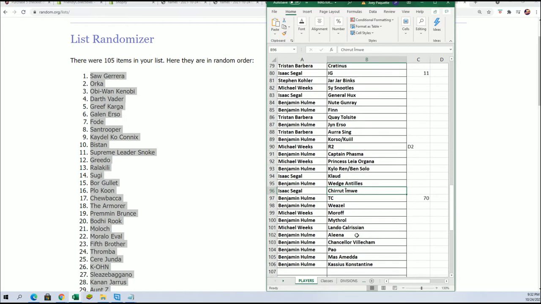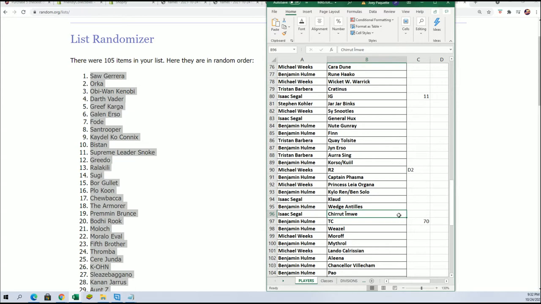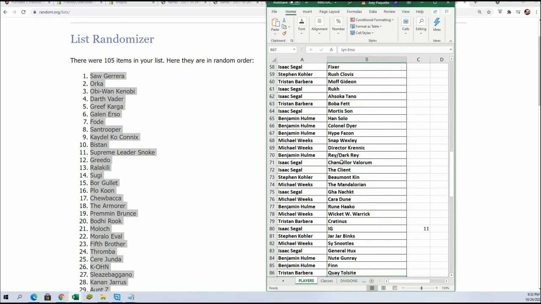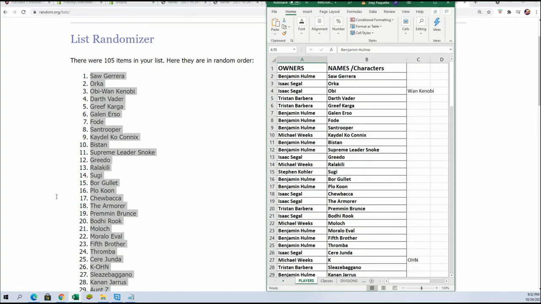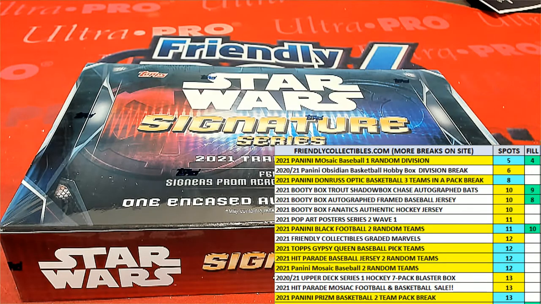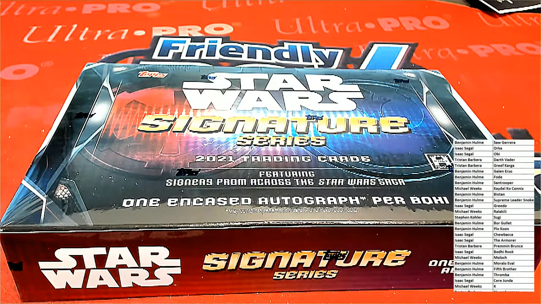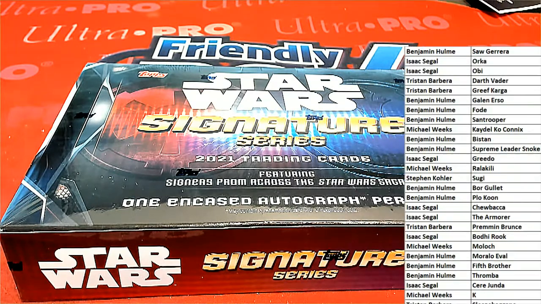Let's just get to the rip. But you can see over here, there's Jen Erso. Benjamin's got Jen Erso. Hope. There's Ray. That's another big one, Benjamin. All right, let's get to the rip. Jen Erso, of course, played in Star Wars Rogue One as the leading actress in that movie.